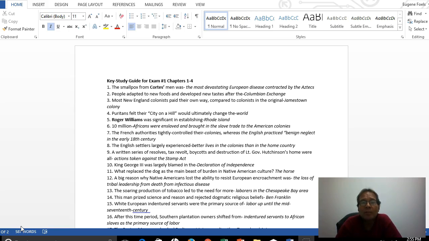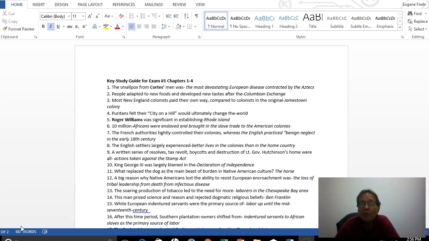First question, smallpox from Cortez's men was the most devastating European disease contracted by the Aztecs. Number 2, people adapted to new foods and developed new tastes after the Columbian Exchange that we talked about in Chapter 1. 3, most New England colonists paid their own way compared to colonists in the original Jamestown colony.